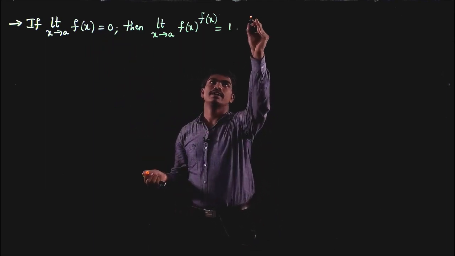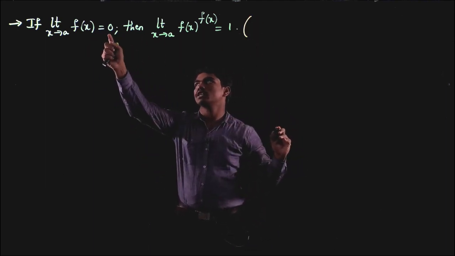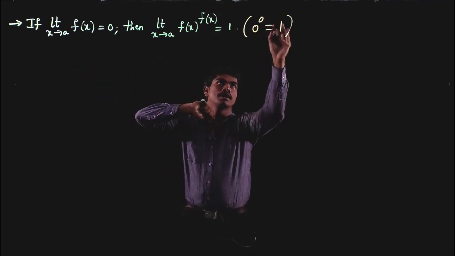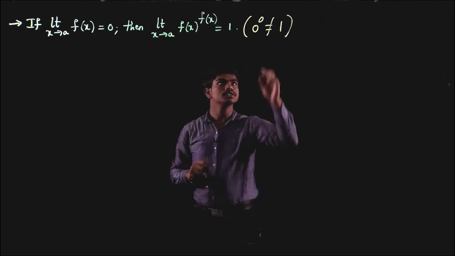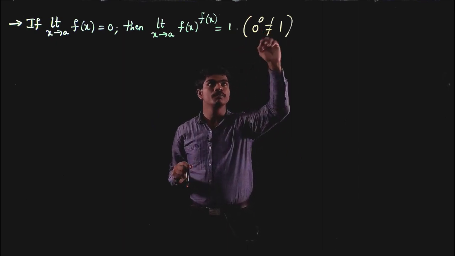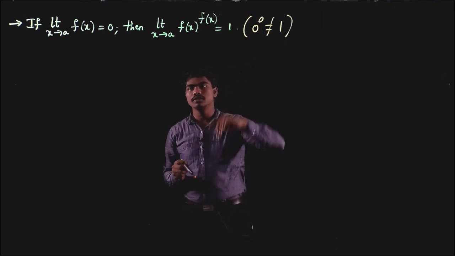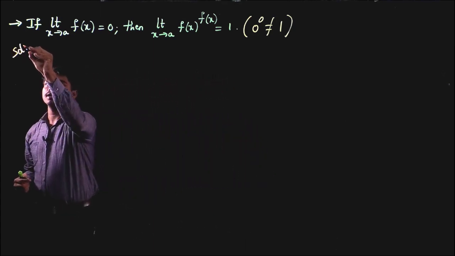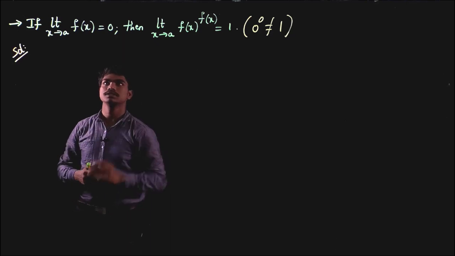Some of you may have an idea that since this f of x is tending to 0, when this x is tending to a, 0 power 0 is equal to 1. But this is not the case actually, because 0 power 0 is an indeterminate form of powers and its value is indefinite actually. So now let us try to solve this question. Let me try to show you how this result is valid.